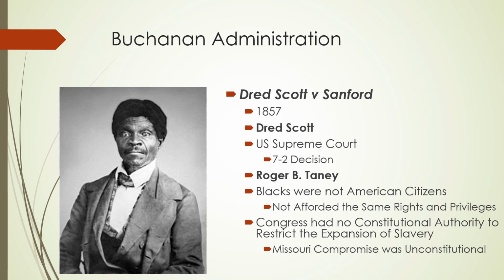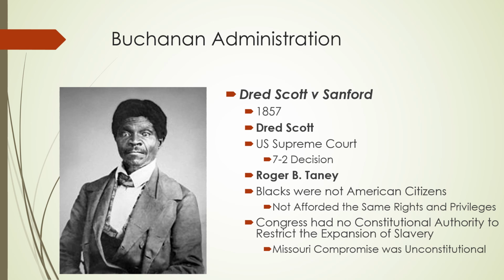He basically said that Dred Scott couldn't sue for his freedom because blacks were not American citizens. And if they're not American citizens, then they don't have the same rights and privileges afforded in the Constitution to everybody else that are citizens. And so basically his ruling is that blacks are not American citizens. Okay, that's important. More importantly is he says that Congress had no constitutional authority to restrict the expansion of slavery.